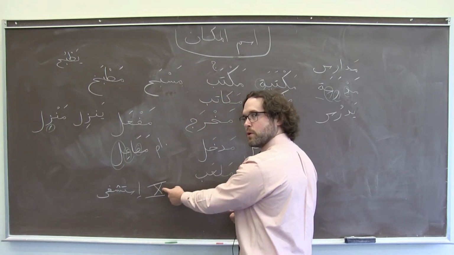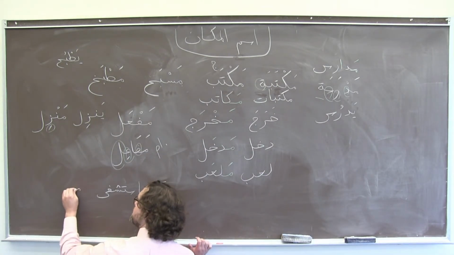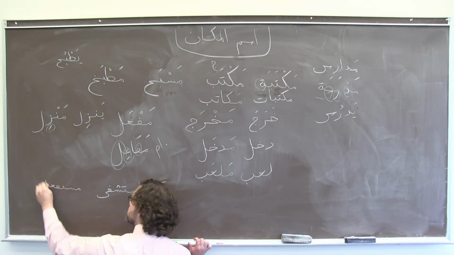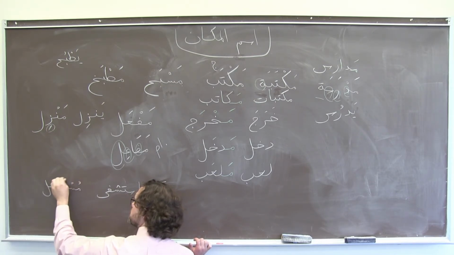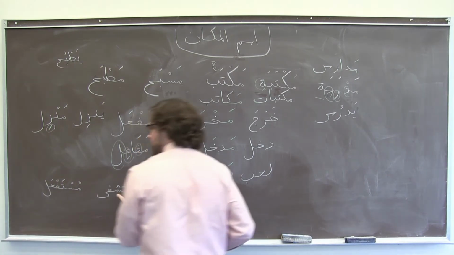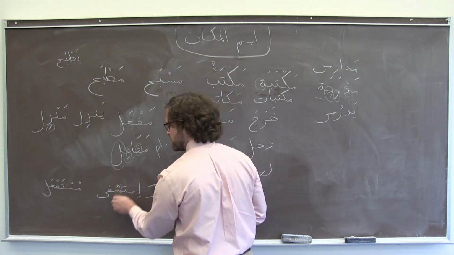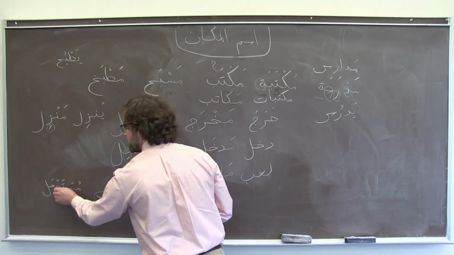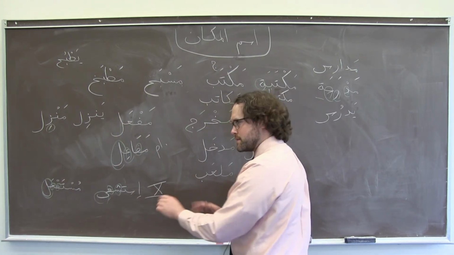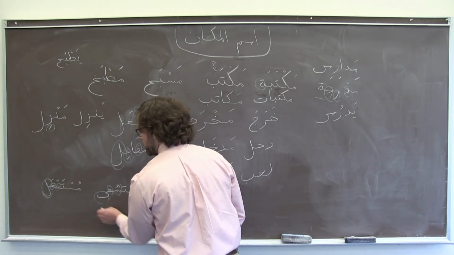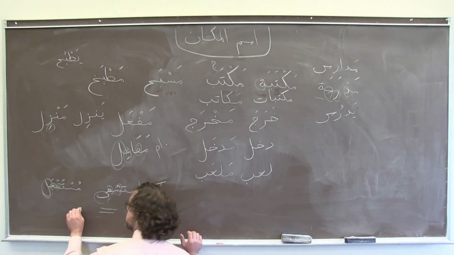If I know that the form 10 passive participle is mustaf'al, I can take this verb and plug it into that paradigm. So I know that my jadr is these 3 letters here, and in the template it's represented here, so I put them all together, I keep the vowels exactly where they need to be, and I wind up with mustashfa, a place of healing, or a hospital.